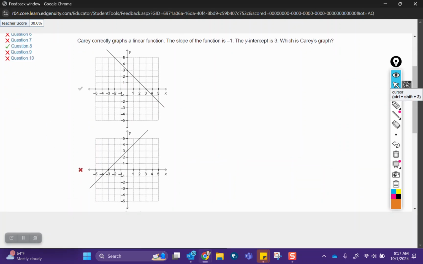Casey correctly graphs a linear function. The slope is -1. The y-intercept is 3. So you did choose a graph that does have a y-intercept of 3, but this slope is positive.